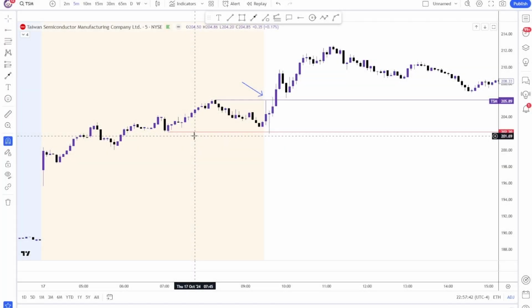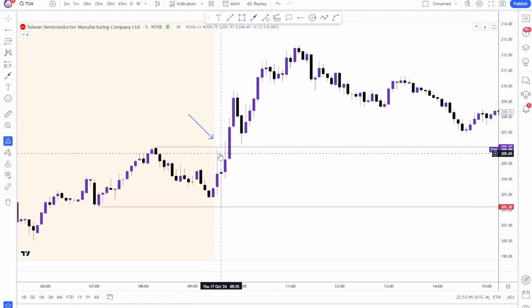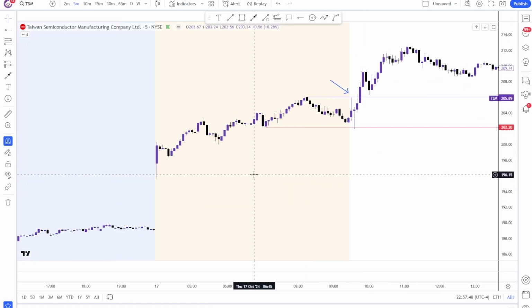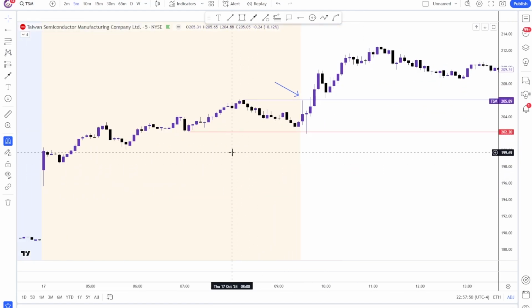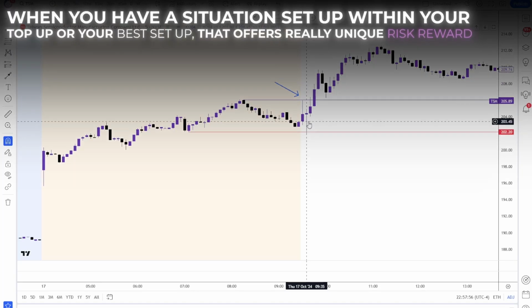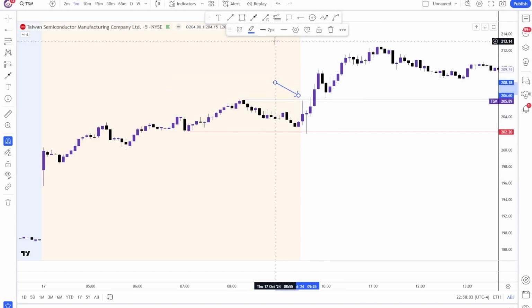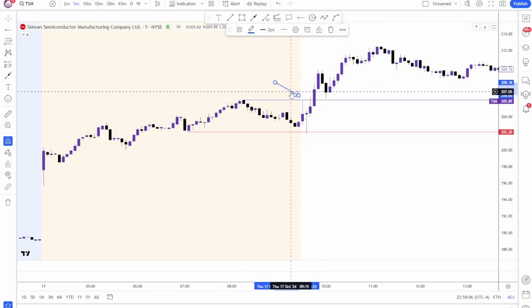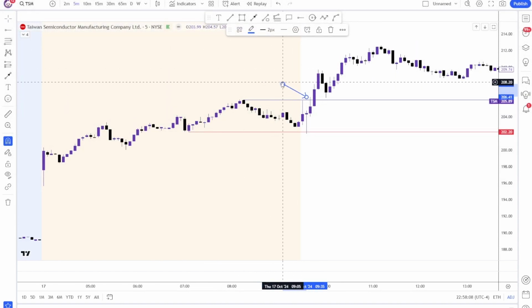So using stop sizing, there are times in your best trades, and this is a great example of one of our best trades, a top op that we logged in our database today after stream, where you have a situation set up within your top op or spec setup that offers really unique risk reward. Typically on a trade like this, we're going to enter through the pre-market highs, which is where we did enter today.